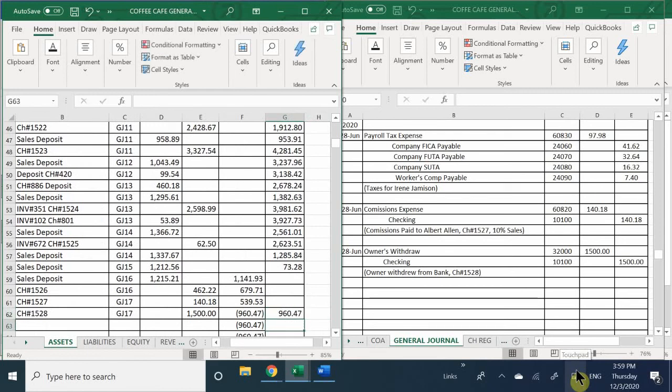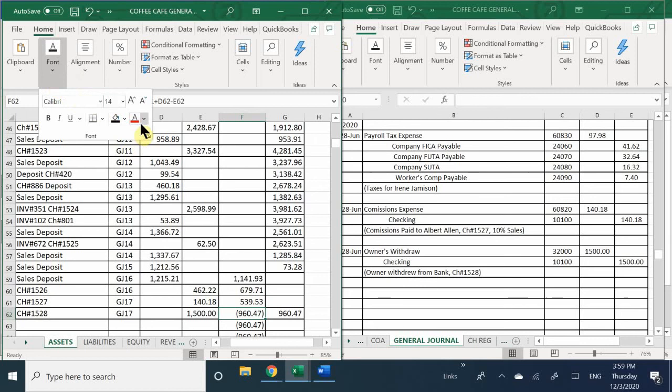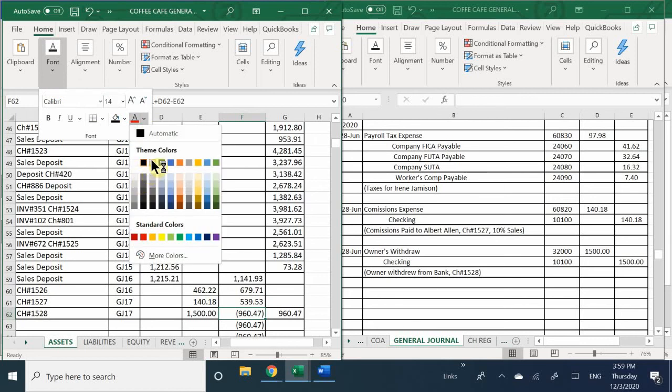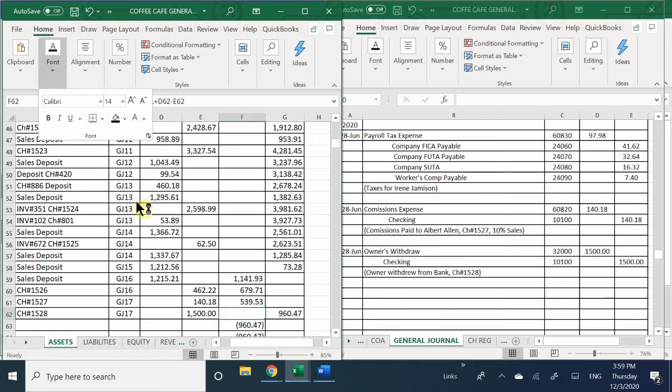His excuse is, hey, I'm the owner. I worked my butt off. I need the money. So in this case, we still have the overdraft protection fee, so he's just going to have to suffer for taking that much. So I'm going to color this white again to hide my debit, but leave my formula in there.